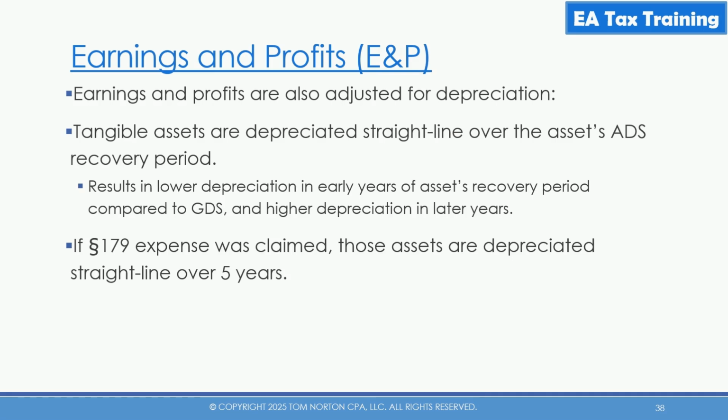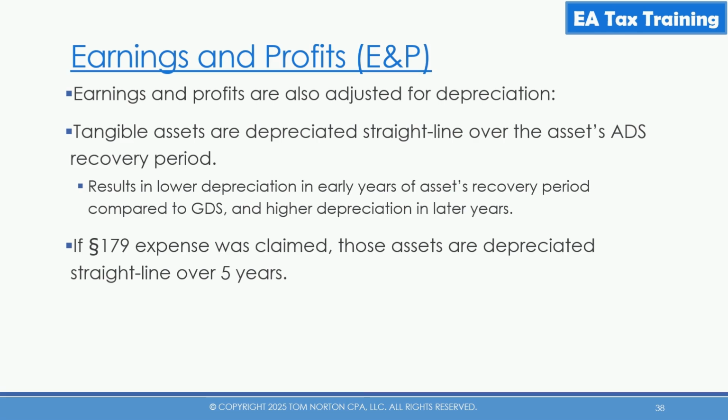So for E&P purposes, you're not going to have any of that accelerated depreciation that we have under the general depreciation system. It is all going to be straight line over this longer recovery period, these ADS recovery periods. So as a result, this is going to show lower depreciation in the early years of the asset's recovery period and higher depreciation in the later years. So remember, with either system, you are still depreciating 100% of the cost of the asset.